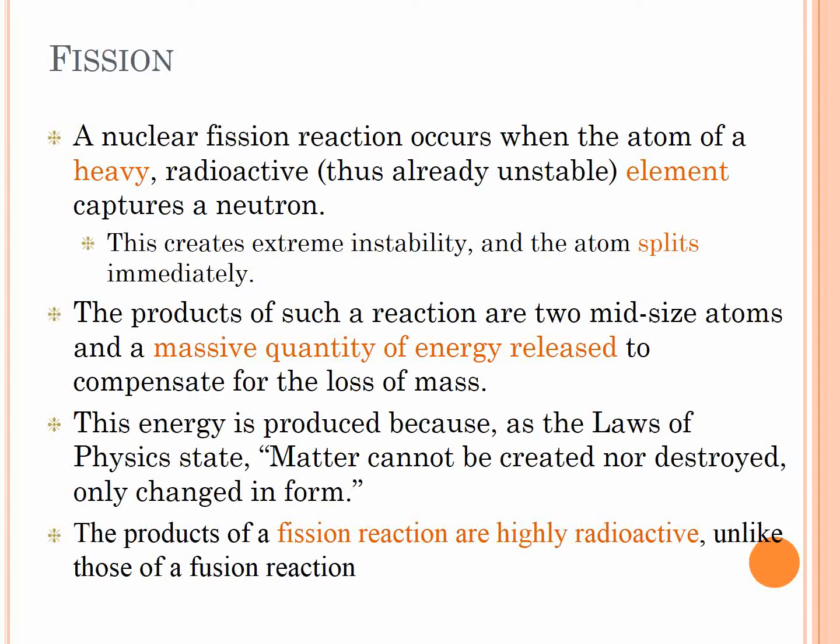A nuclear fission reaction occurs when the atom of a heavy radioactive element, which is already unstable, captures a neutron. This creates extreme instability and the atom splits immediately. So it's already unstable and a neutron comes into play, making it so unstable that it breaks. The products of such a reaction are two mid-sized atoms and a massive quantity of energy released to compensate for the loss of mass. So the atoms aren't super small, but they're much smaller than the original.